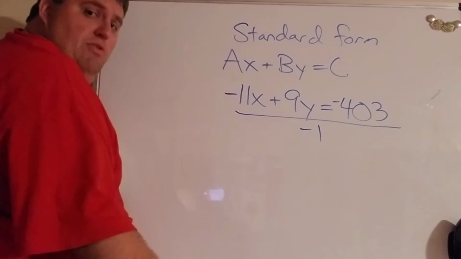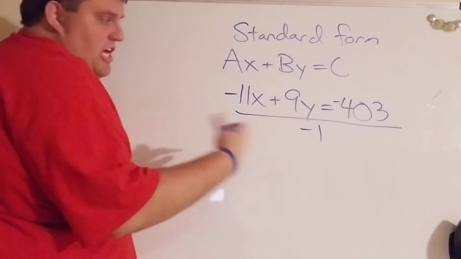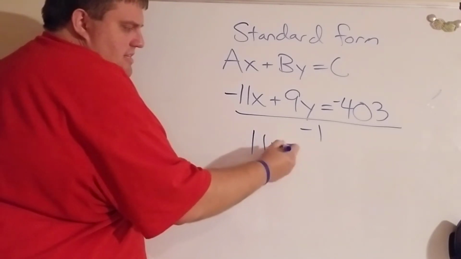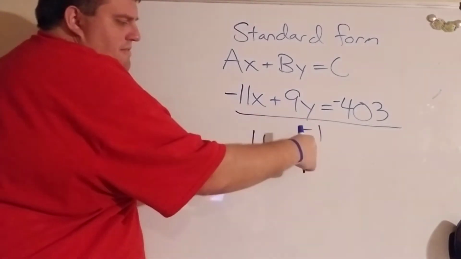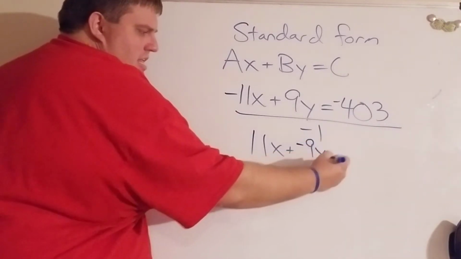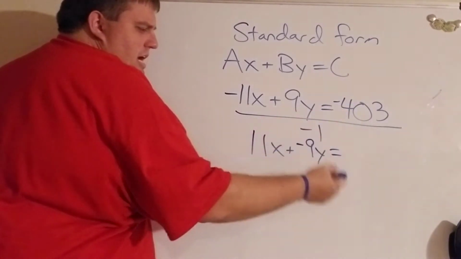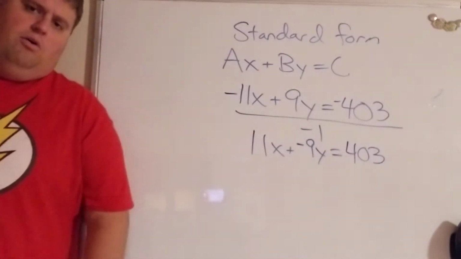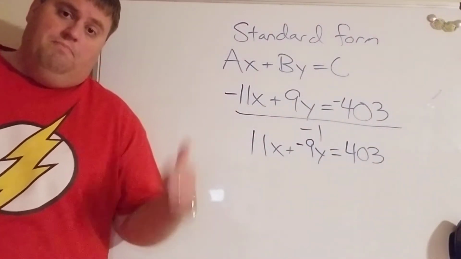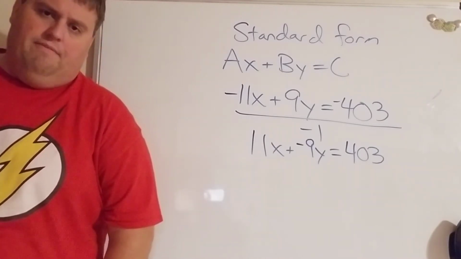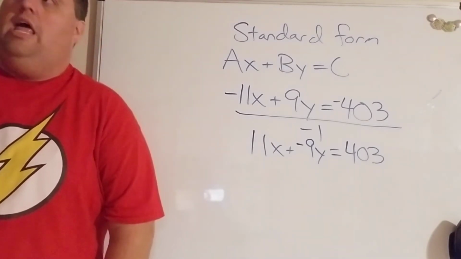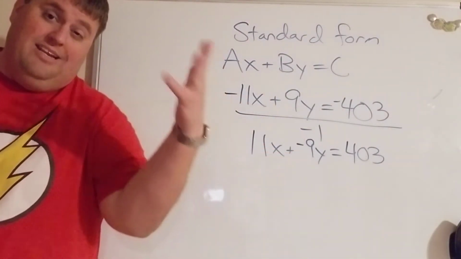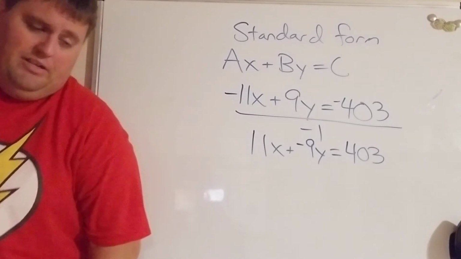And basically when we do that, all we're going to do is change all the signs. So negative 11x divided by negative 1 is going to be positive 11x. 9y divided by negative 1 is going to be negative 9y. And negative 403 divided by negative 1 is positive 403. And we can do that. So you can't have a negative in the first term. The x can't have a negative coefficient. And you can't have fractions. And then as long as x and y are on the same side, you're looking at standard form, my friend.